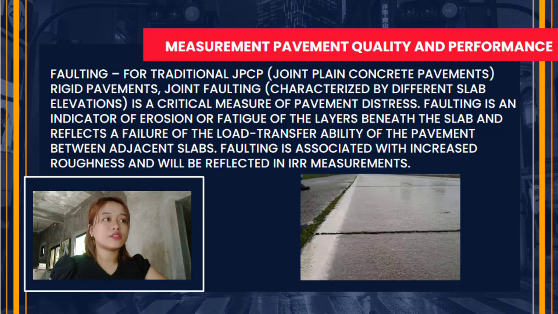Next is faulting. So for traditional JPCP or jointed plain concrete pavements, rigid pavements, joint faulting characterized by different slab elevations is a critical measure of pavement distress. Faulting is an indicator of erosion or fatigue of the layers beneath the slab and reflects a failure of the load transferability of the pavement between adjacent slabs. Faulting is associated with increased roughness and will be reflected in IRI measurements.